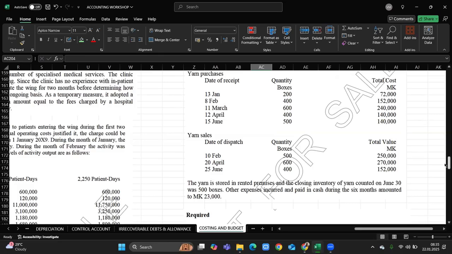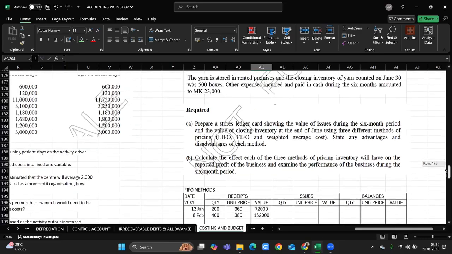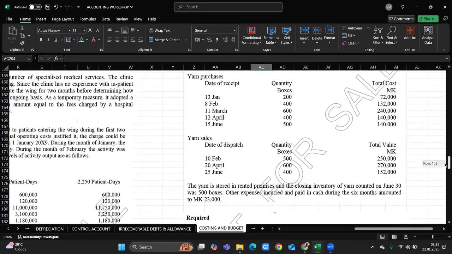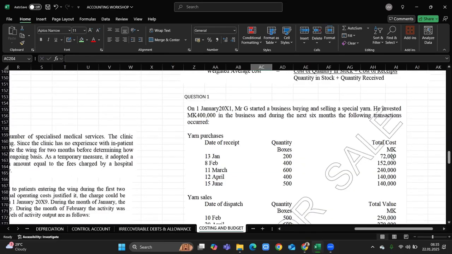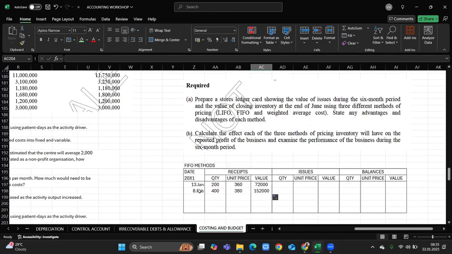It's from here, 200 and then 72,000, 400. So how do we count our unit price? So I have to take my 72,000 divide with 200. I will get my unit price. So your mission here is to calculate your unit price. Can? Because your total value is given, your quantity of box is given.